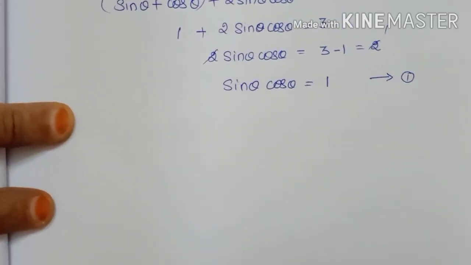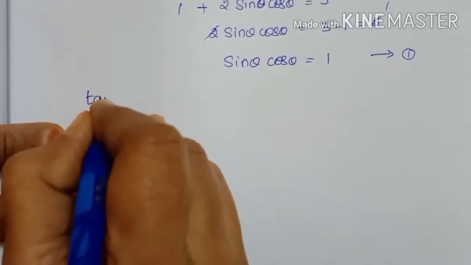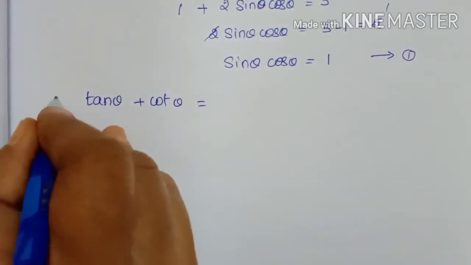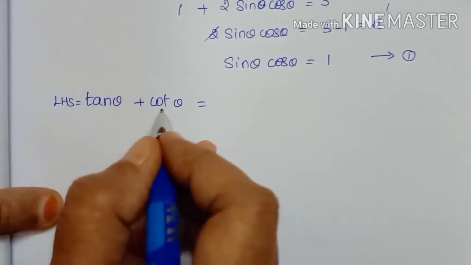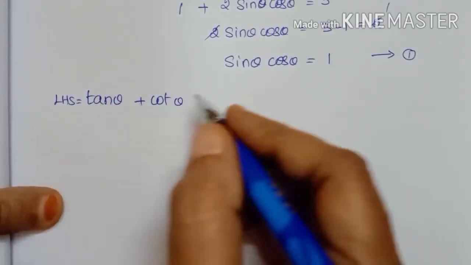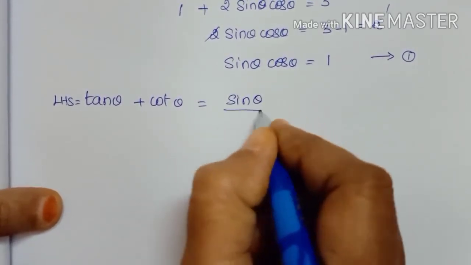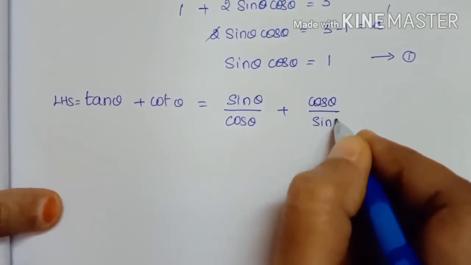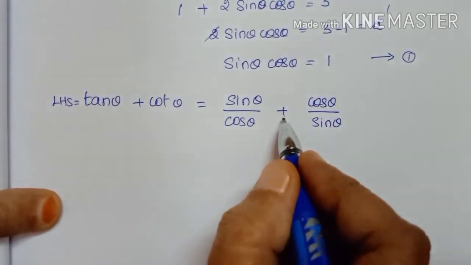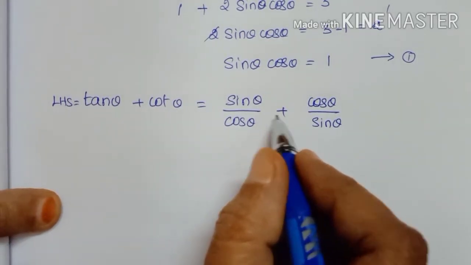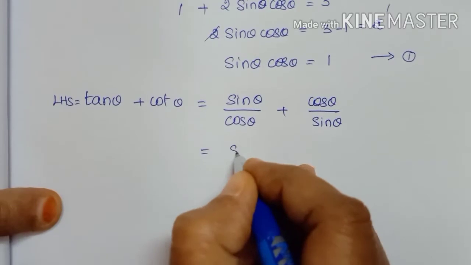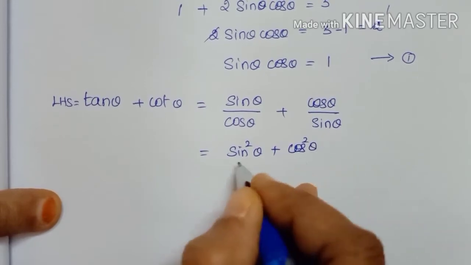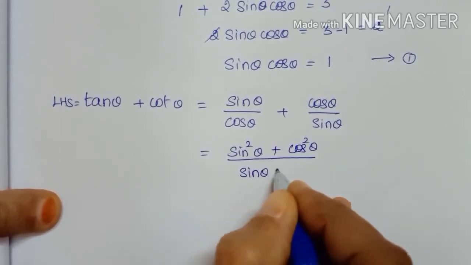Now we are going to take the question, that is, we are going to prove tan theta plus cot theta is equal to 1. How to prove? We are going to start with the LHS. Tan theta plus cot theta equal to, we know the formula, tan theta is sin theta by cos theta, cot theta is cos theta by sin theta. Now, in fraction form with the middle sign plus, we can use the cross multiplication method. Sin theta into sin theta is sin squared theta, plus cos theta into cos theta is cos squared theta, divided by sin theta cos theta.